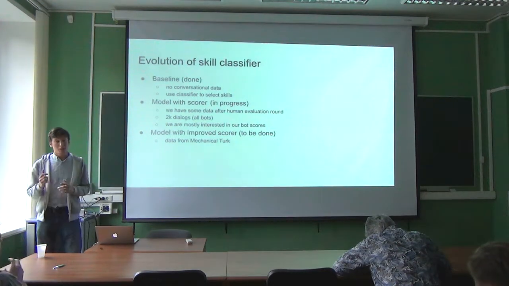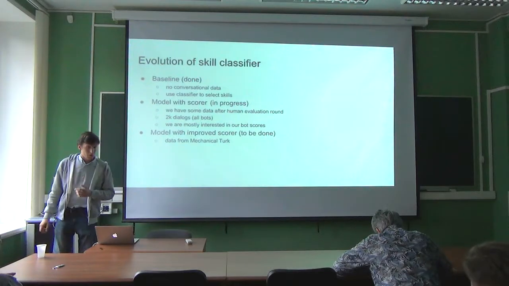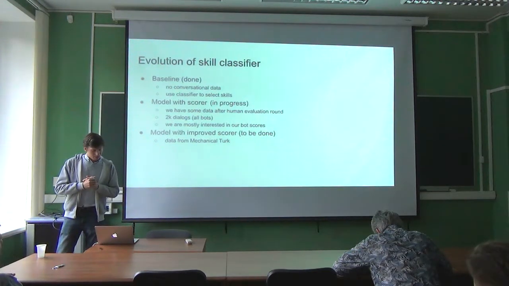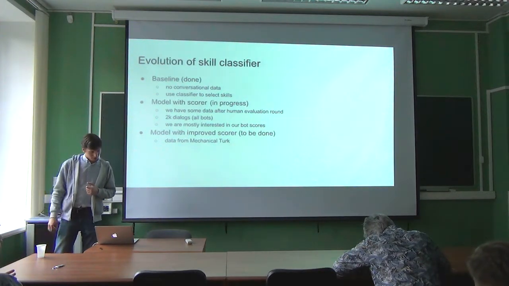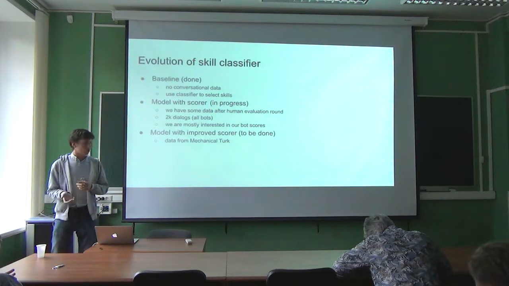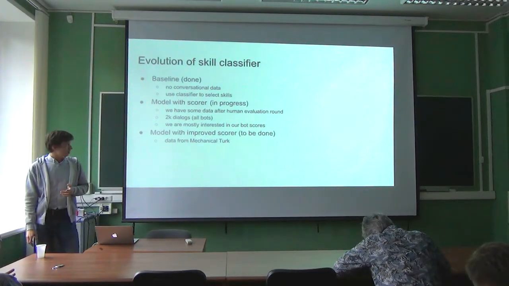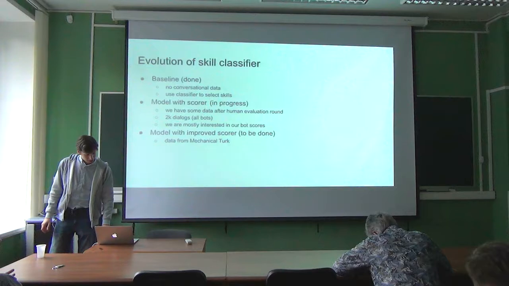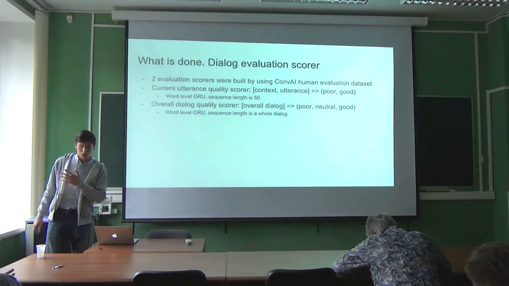Currently, our baseline is built using non-conversational data. We just use the datasets on which the skills were trained. But now, after the human evaluation runs in July, we have some conversational data, and we can build a scorer which handles the dialogue context, and it should work better than the current dialog scorer. The disadvantage of the current dataset is that it has all the bots' dialogues, but we need only ours. So we may need to use Mechanical Turk to collect more data of our dialogues. And also, to improve our classifier, we need to build a dialog evaluation scorer.